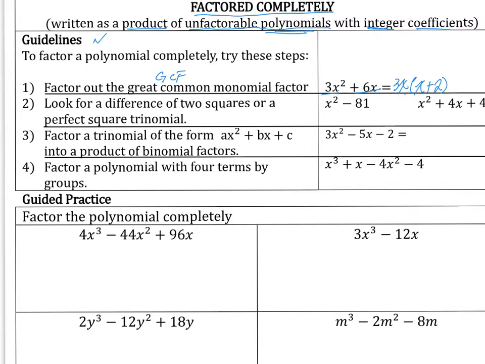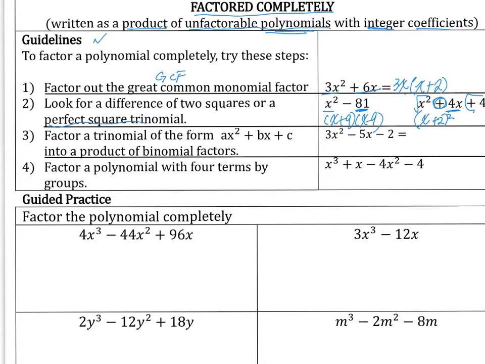And secondly, I will look for a difference of two squares, or a perfect square trinomial. So I see that this is x squared and this is 81. I can take the square root of 81. So this would be the difference of two squares. And the next example will be a perfect square trinomial. I can take the square root of x squared to get x, square root of positive 4 to get positive 2, and I notice that this is a positive sign next to the middle term. So this will be x plus 2 squared.